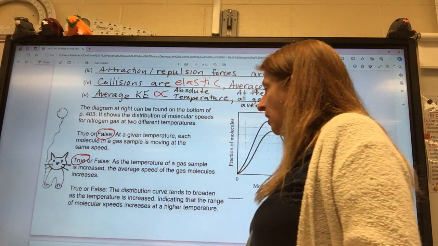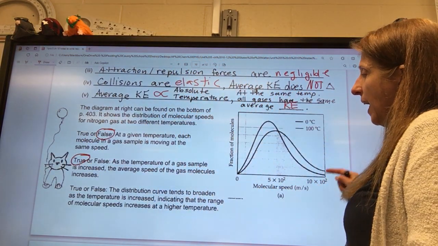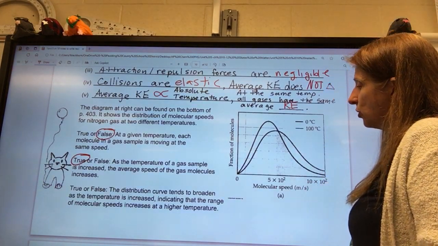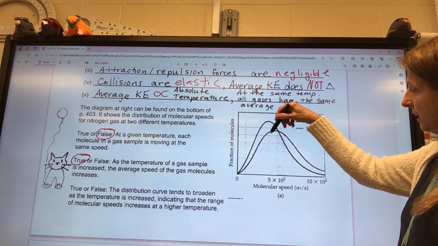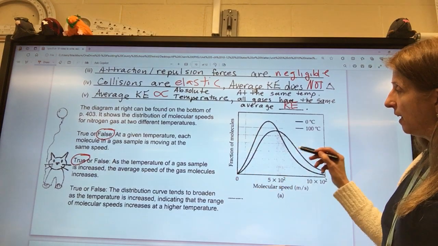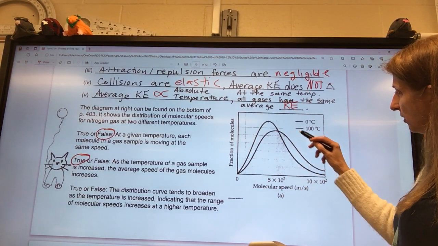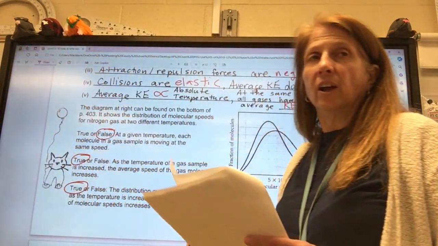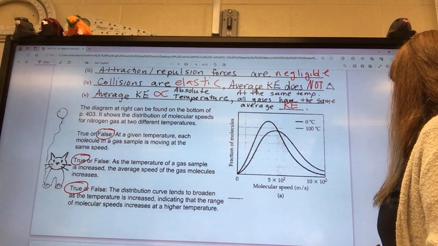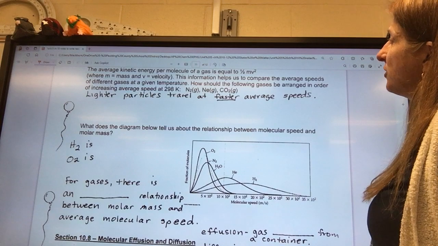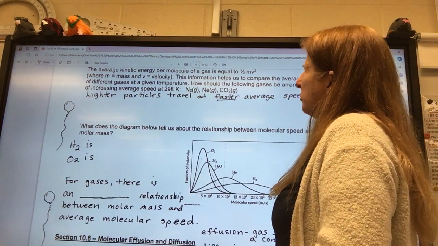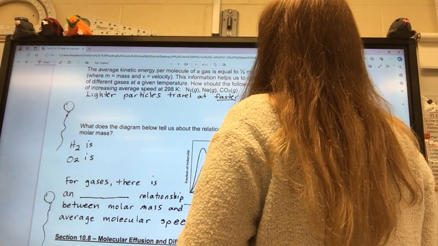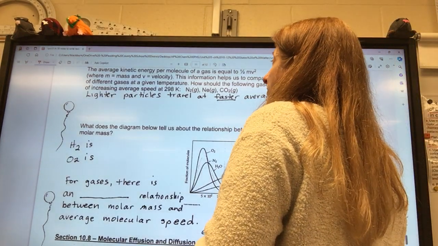Okay, true or false? The distribution curve tends to broaden as the temperature is increased, indicating that the range of molecular speeds increases at a higher temperature. So this one is a higher temperature than that one. Do you see how it looks broader? Yes, so that is true. As you increase the temperature, you get more variety in the speeds. The average kinetic energy per molecule of gas is equal to 1/2 mv squared, where m is mass and v is velocity. This information helps us compare the average speeds of different gases at different temperatures.